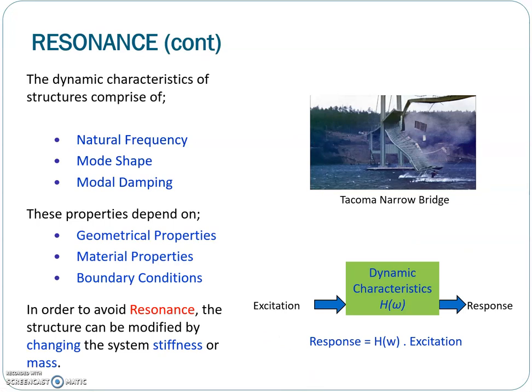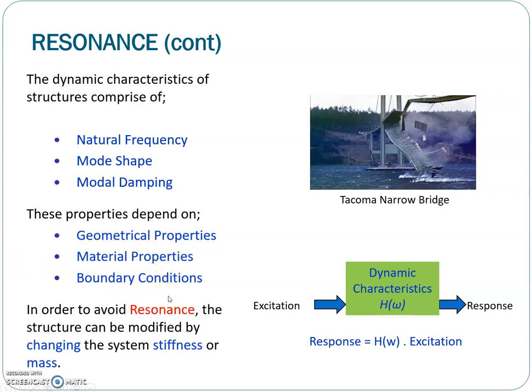In rectifying resonance issues through structural design modifications, one first needs to understand the dynamic behavior of the structure or system through the determination of the dynamic characteristics of the system. The dynamic characteristics of a system or structure comprise the natural frequency, mode shapes, and damping. These three parameters are heavily dependent on the geometrical properties, material properties, and boundary conditions.